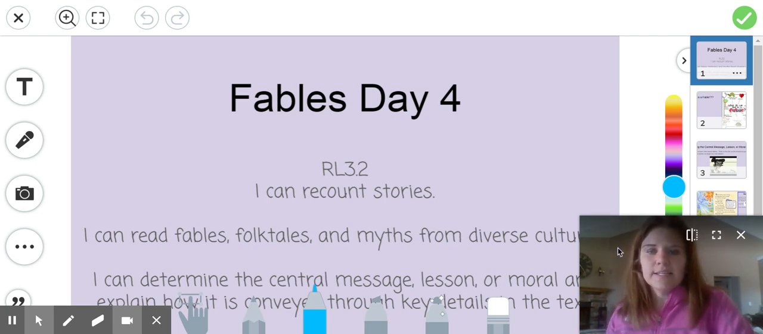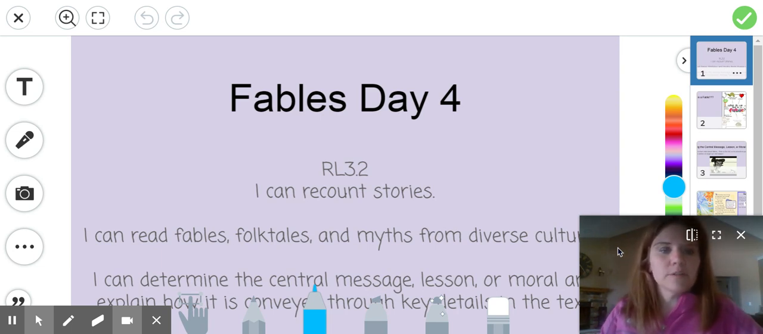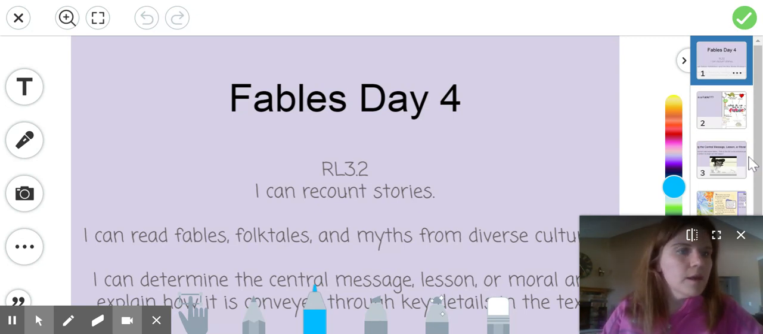Hi guys, today we are going to finish up Fables and we are working on standard RL3.2. We are going to again read some fables from diverse cultures and then we are going to determine the moral and find the key details that help us figure out the moral of the story. So I'm going to scoot this over here. All right, and we are going to get started.